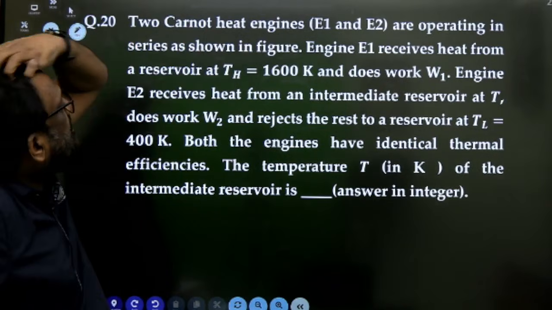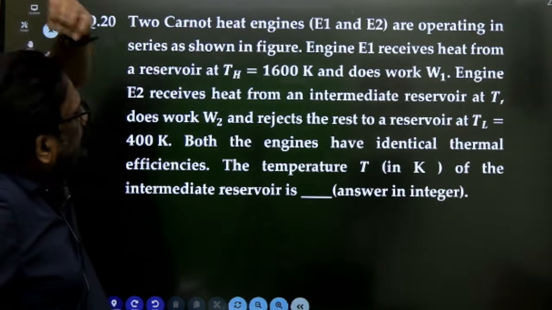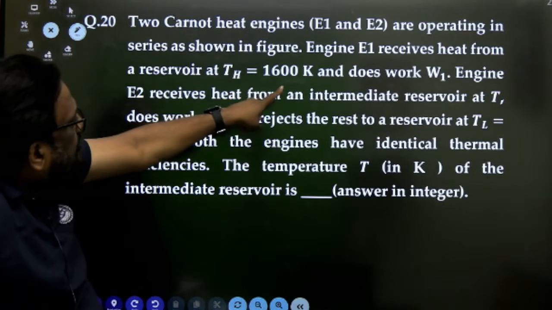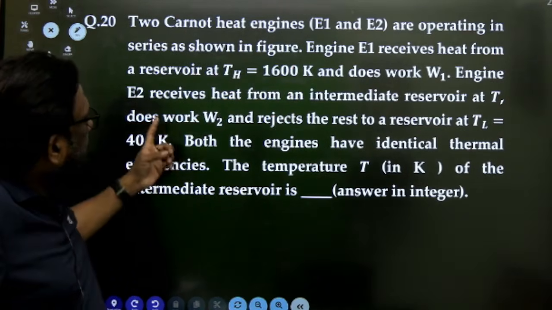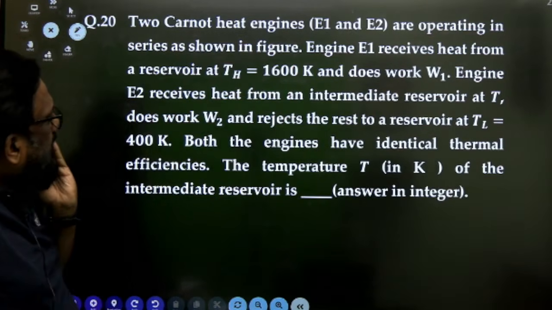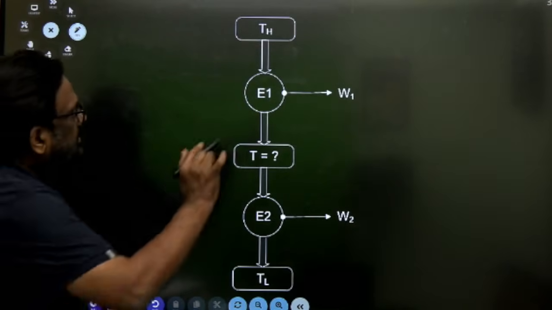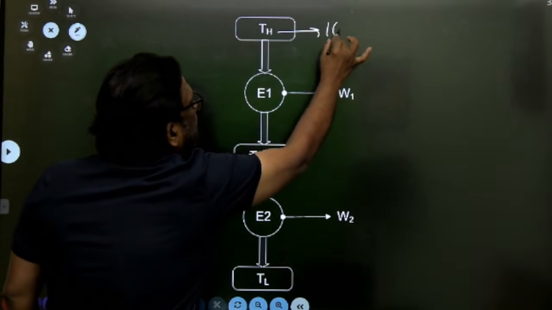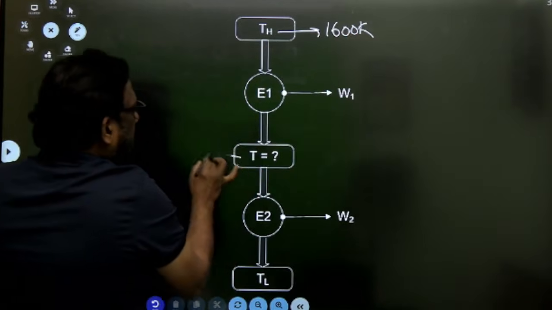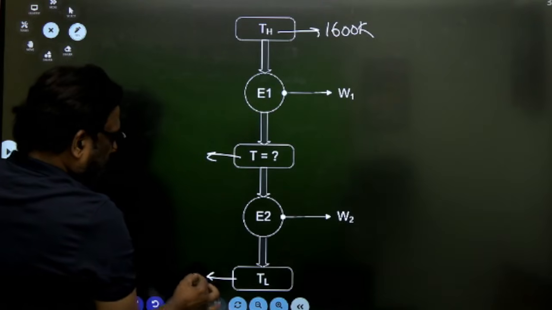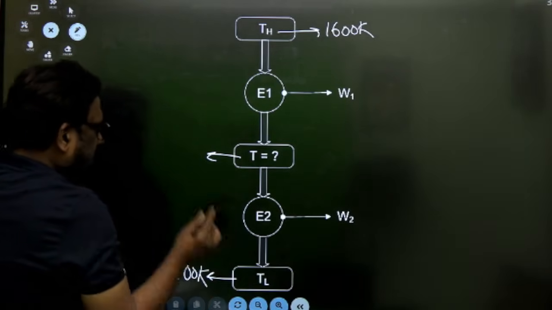2 Carnot engines E1, E2 are operating in series. The higher temperature is 1600 and it develops work W1. Engine E2 receives heat from the intermediate source at T and does work W2. It rejects heat at 400. So, what is the intermediate temperature? This temperature is 1600 Kelvin, this temperature is T, and this is 400 Kelvin. These are engines in series.